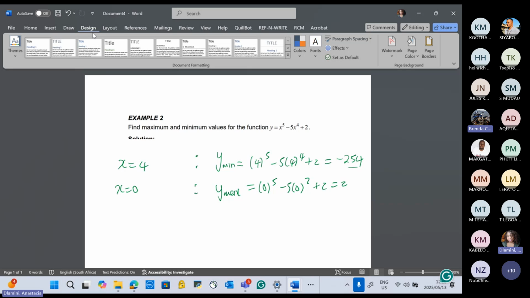Ma'am, can I help? I think he's confused about the outcomes that we got on the second derivative. I think that's his confusion. He wants to substitute those values into the main function. We're not substituting those values into the main function.